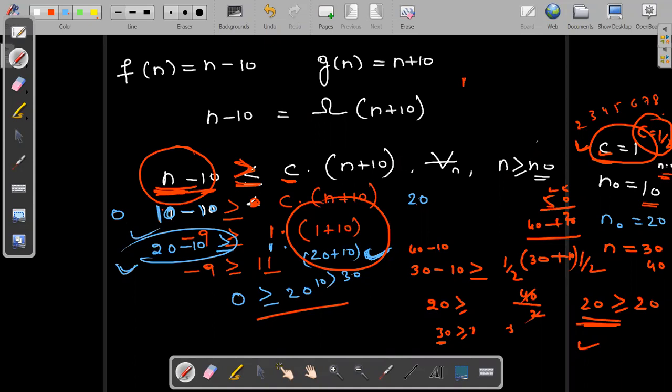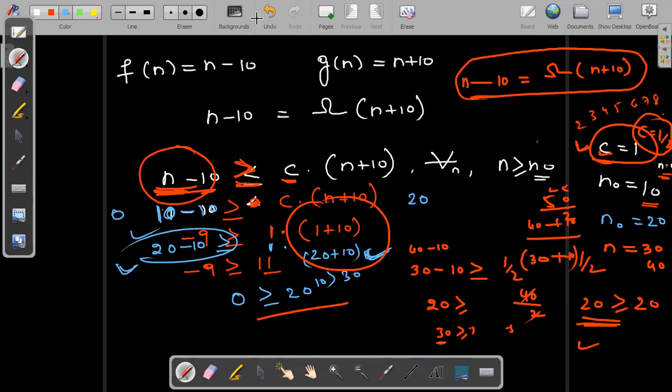Okay, n minus 10 is equal to omega of n plus 10. That's it. I think it's a very good example. It takes a lot of time.